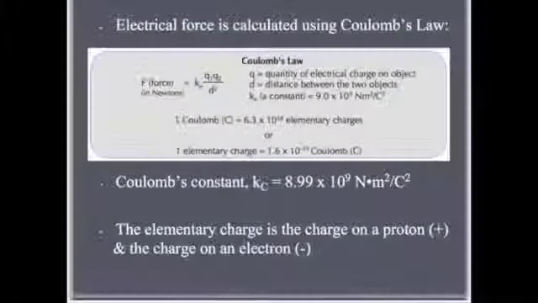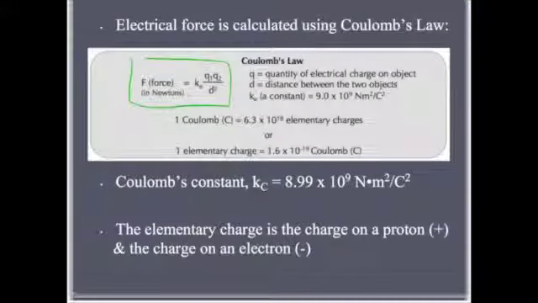Electrical force is calculated using Coulomb's law, as shown in the box below. F is equal to Ke times Q1 times Q2 divided by d squared. Q1 and Q2 are the quantities of electrical charge on each of the objects. D is the distance between the two objects. We will not use this value of K. Rather, we will use Coulomb's constant being 8.99 times 10 to the 9th newton meter squared per coulomb squared.